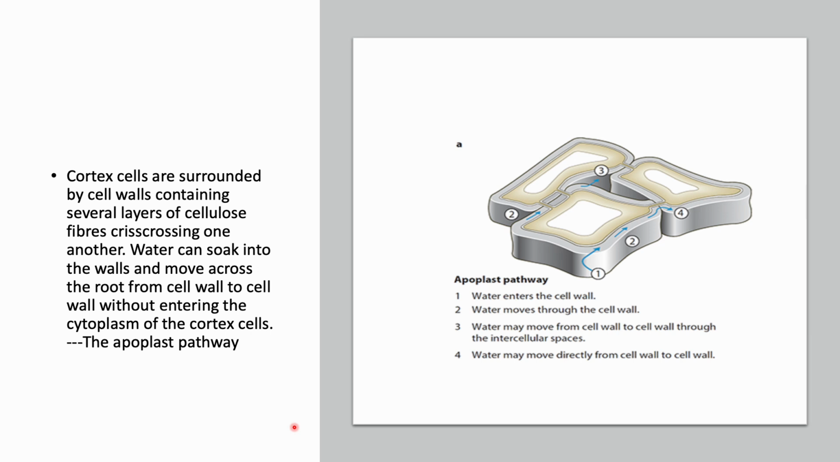Looking at how water moves through the apoplast pathway, cortex cells are surrounded by cell walls containing several layers of cellulose fibers, crisscrossing one another. Water can soak into the walls and move across the root from cell wall to cell wall without entering the cytoplasm of the cortex cells. This just gives you a little breakdown of how it's going to move into the cell wall and move through the cell walls from cell to cell.